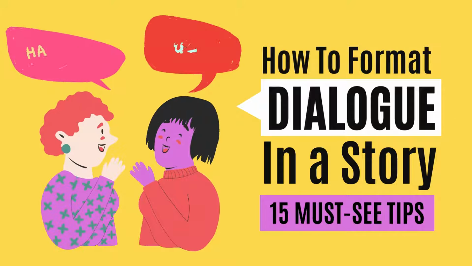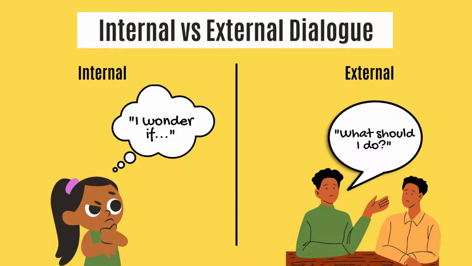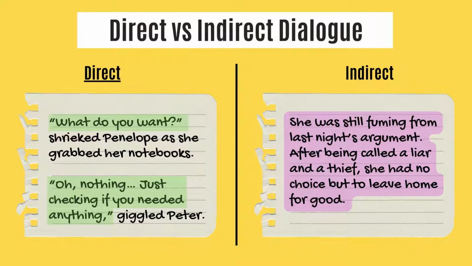Before we begin, it's important to know that dialogue can be internal or external. Internal dialogue is expressed internally as thoughts. For example, a character thinking to themselves about something is internal dialogue, while external dialogue is when two or more characters are talking to each other in a scene. The way you format both these types of dialogue is the same, and so the tips in this lesson can be applied to both. Dialogue can also be direct or indirect.